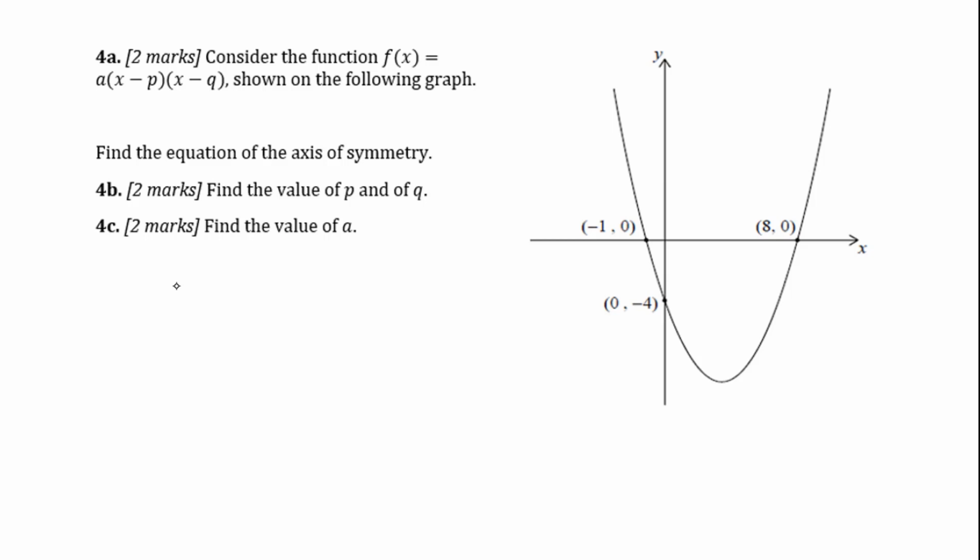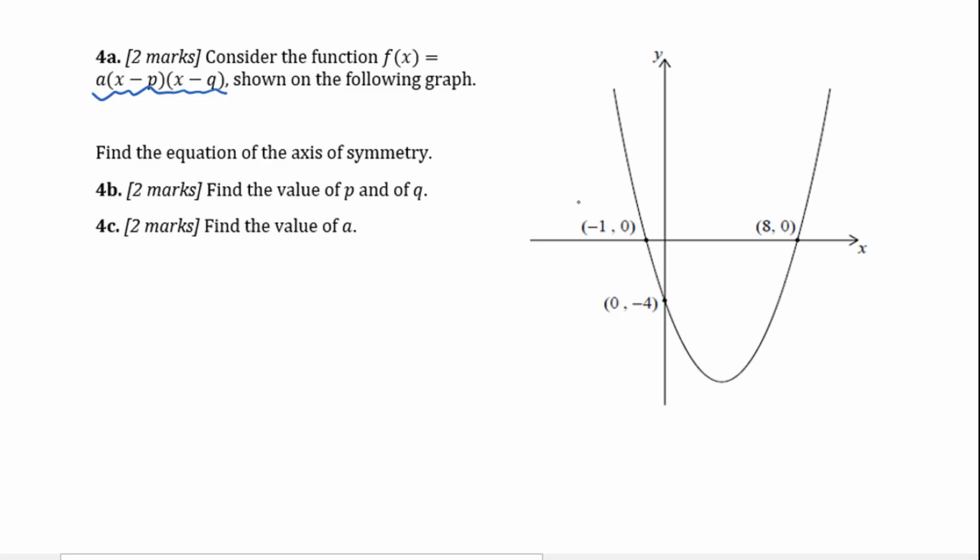This video is about quadratic functions. For 4a, consider the function f(x) = a(x − p)(x − q), shown on the following graph. Find the equation of the axis of symmetry.